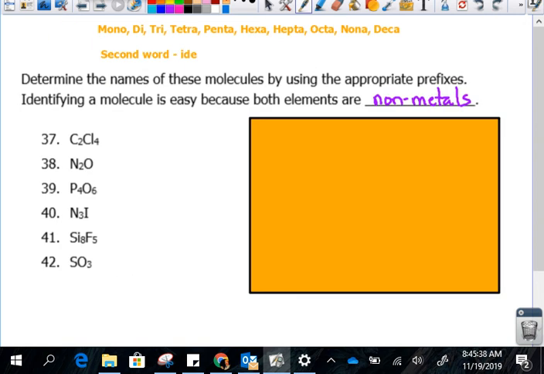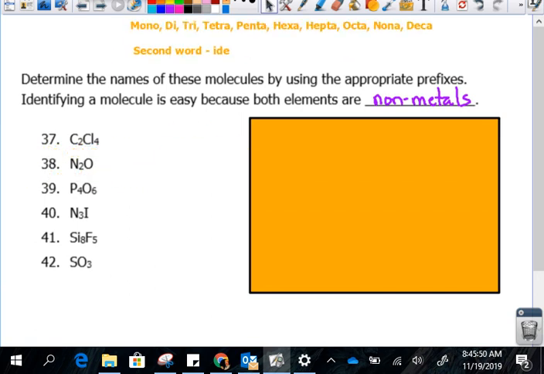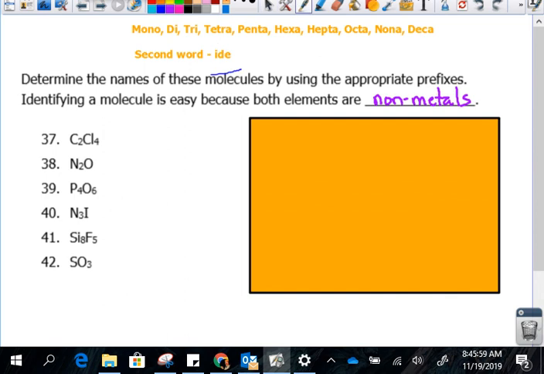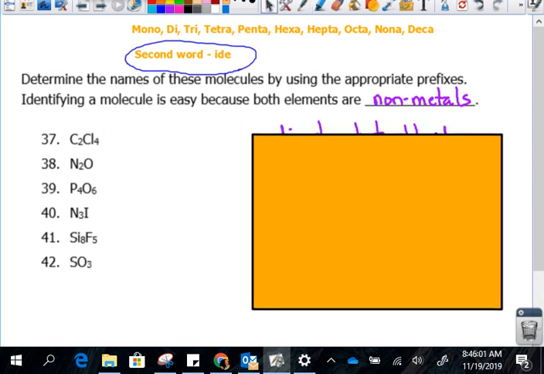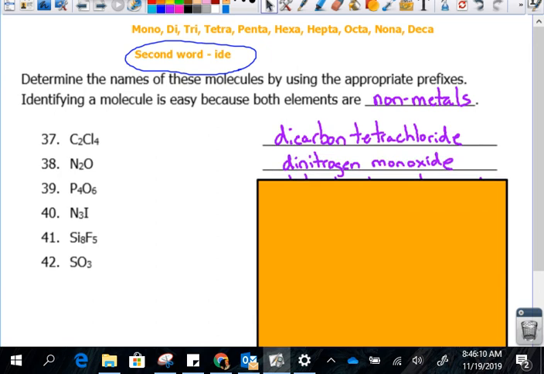And now time to reverse it. Again, you use the prefixes. If it's a 2, use the prefix di. If it's a 4, use the prefix tetra. So that's 2 carbons, dicarbon, 4 chlorines, tetrachlorine, and then we change the second word to IDE. So dicarbon tetrachloride. Dinitrogen monoxide.